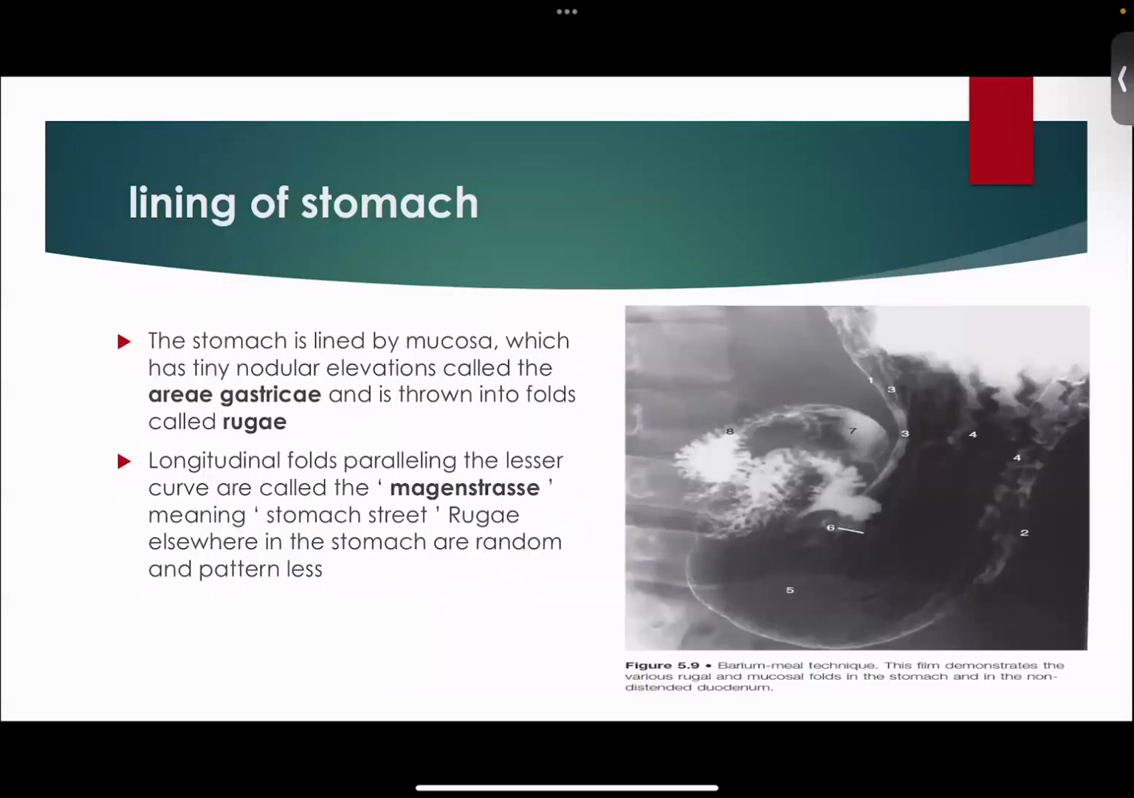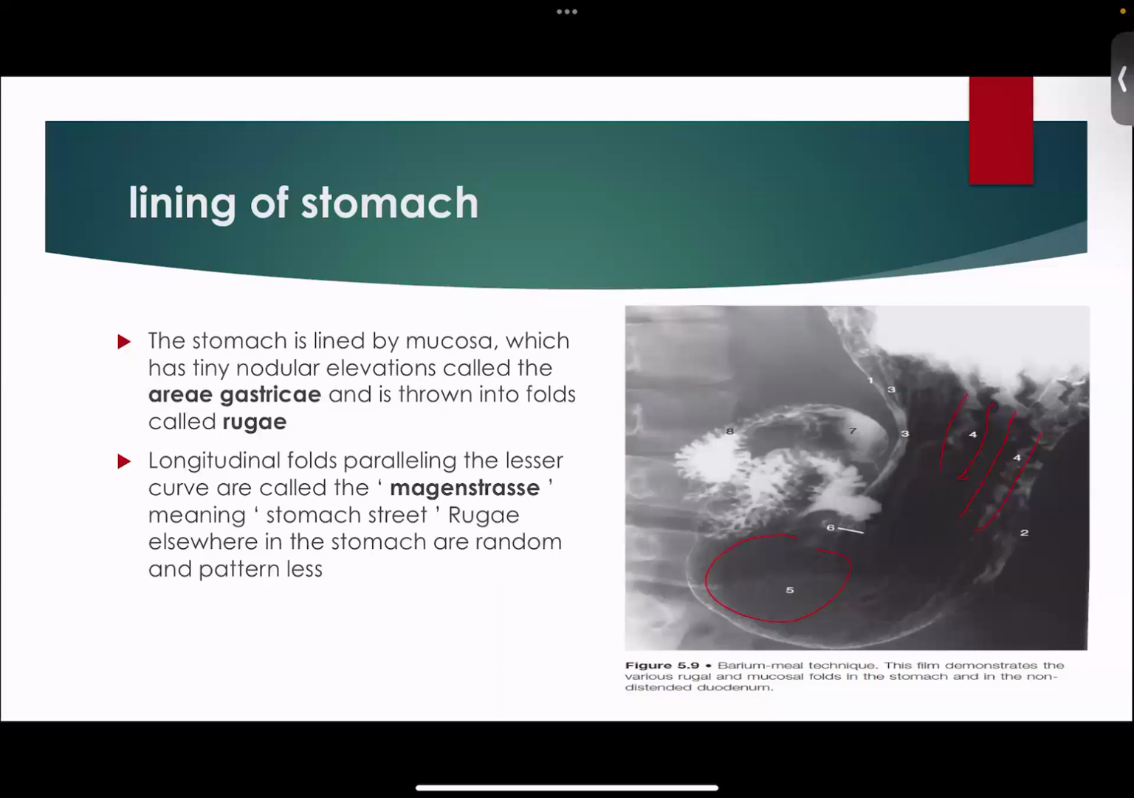The lining of the stomach. The mucosa of the stomach has a characteristic appearance. It's thrown into longitudinal folds, called gastric folds or rugae, as shown here, number 4, along the long axis of the stomach with the lesser and greater curve. And we have a 2 to 3 mm nodular elevation, especially at the antral region, called area gastricae. The rugal folds that are parallel to the lesser curve are called Magenstrasse, stomach street.